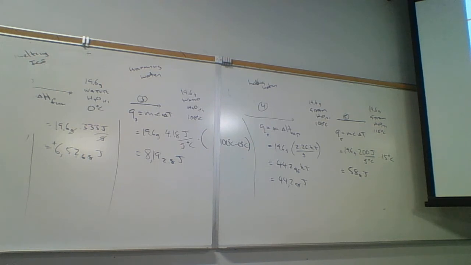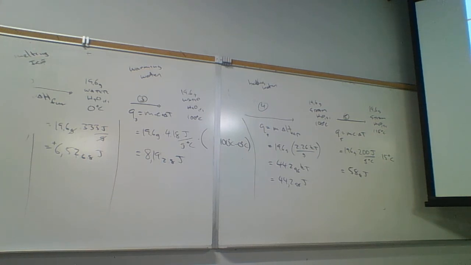Once we're here, what's going to happen to the ice at 0 degrees C as we keep adding heat? It's going to melt. It's going to take a lot more energy, right? In order to melt all of it, it's going to cost us 6,526.8 joules. That's step 2. We're going to melt all the ice.